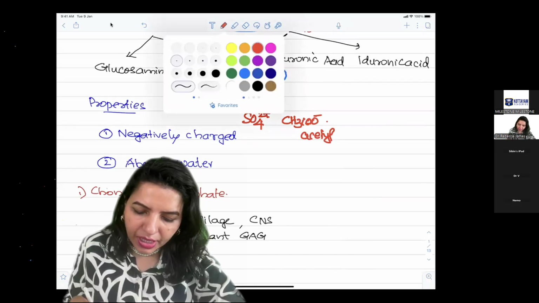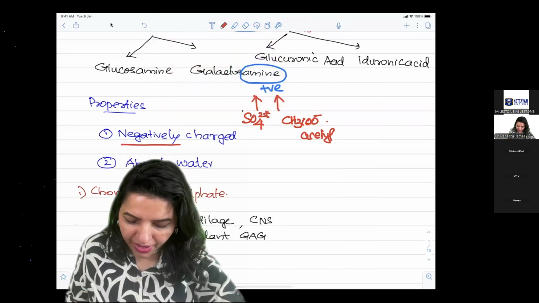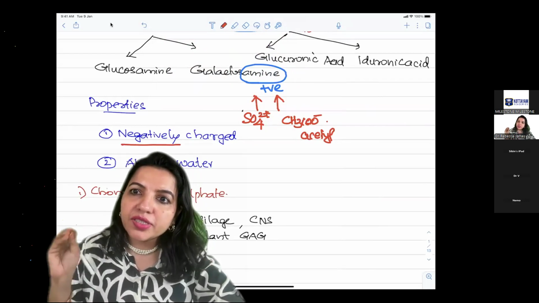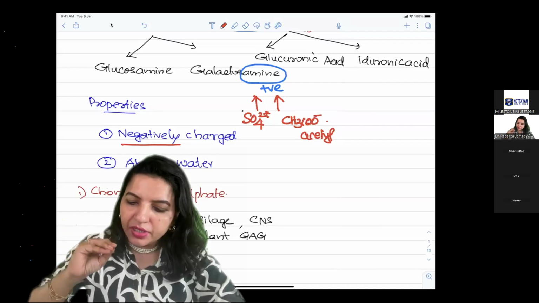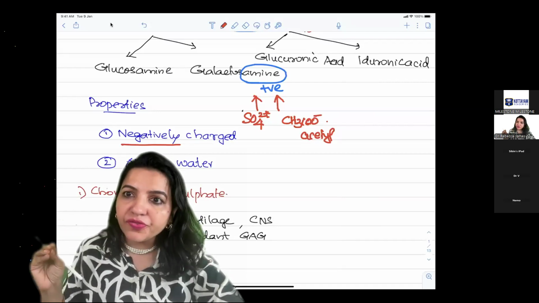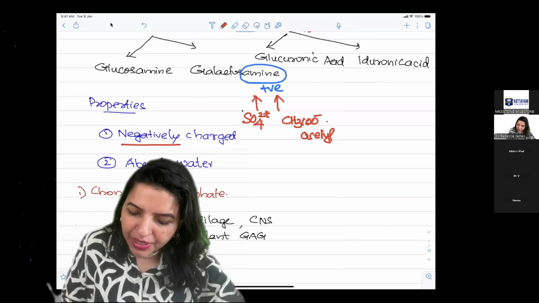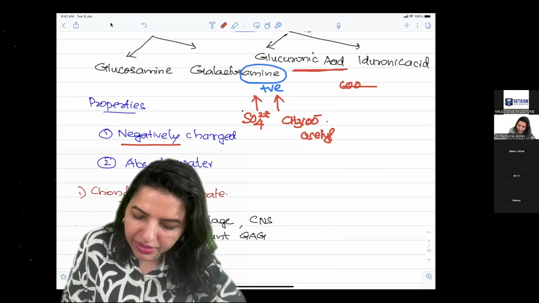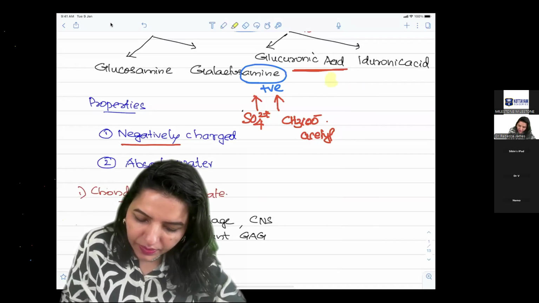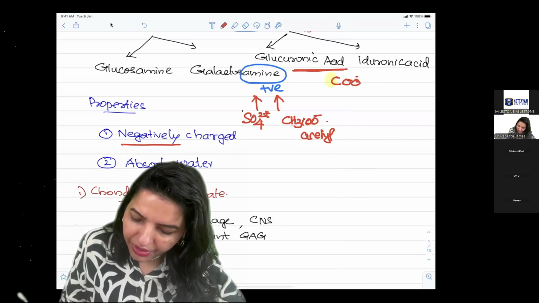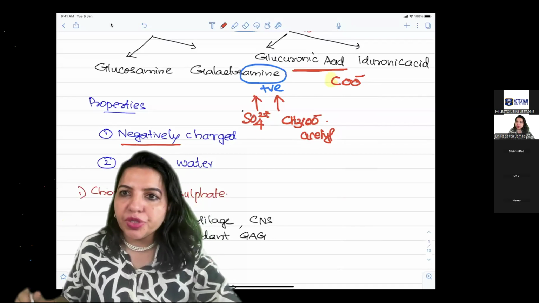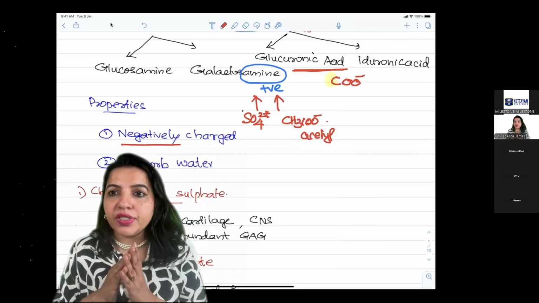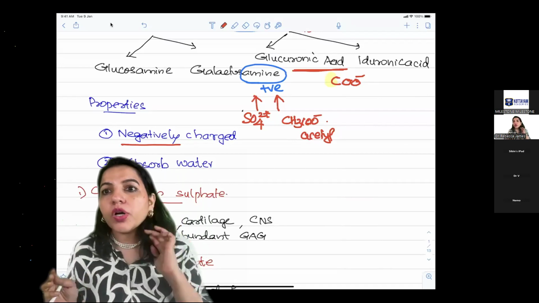So this amino sugar becomes negatively charged. Glycosaminoglycan has an amino sugar, but the sulfate and acetyl group is attached to it, so because of that it has a negative charge. Plus, the second unit is an acid. Acid means there is COO minus, which again means negative charge. So the charge that you can see in the glycosaminoglycan is negative. Okay.